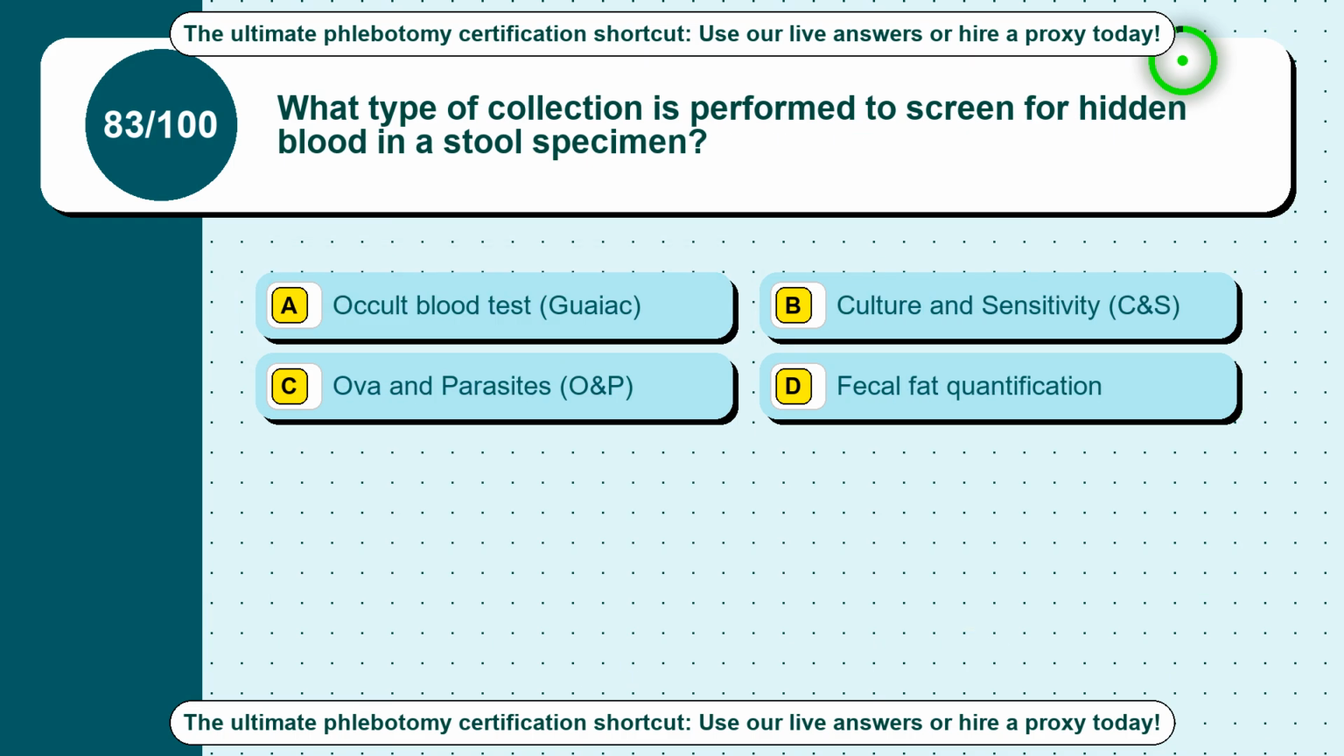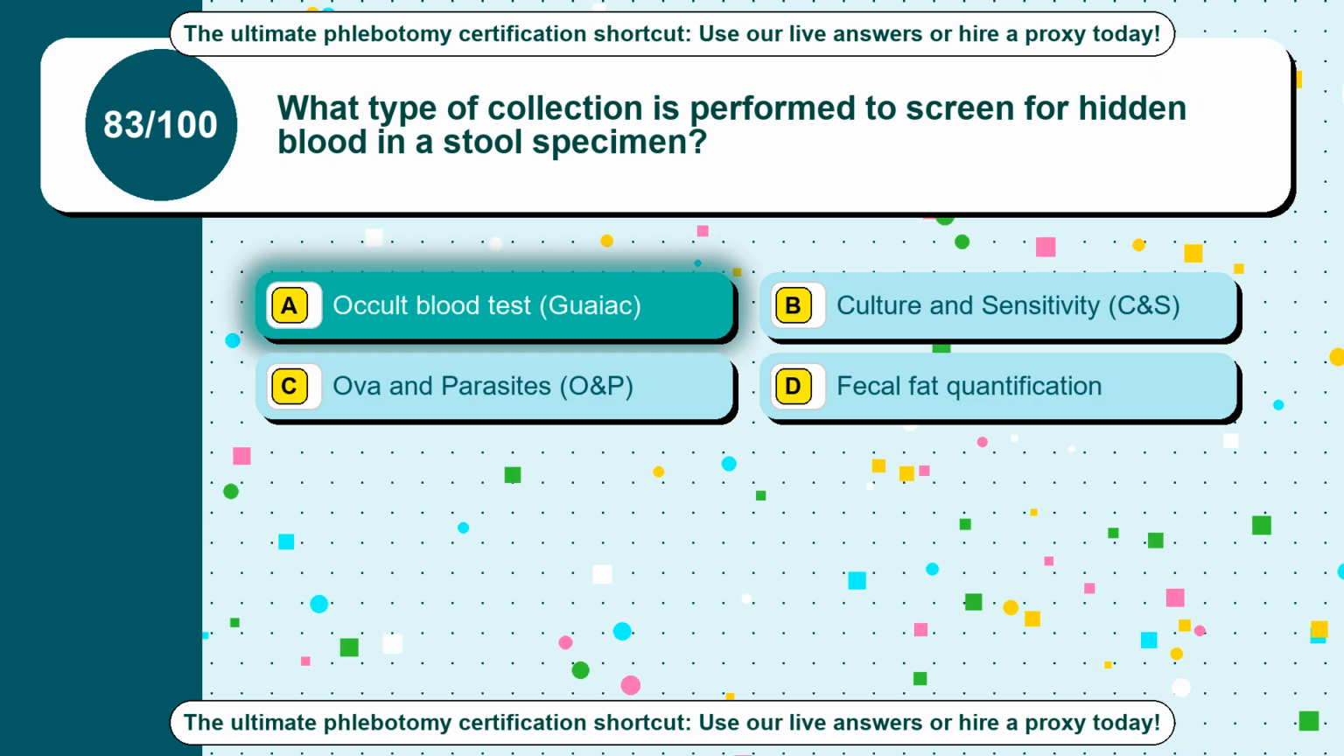Question 83. What type of collection is performed to screen for hidden blood in a stool specimen? Option A. Occult blood test, guaiac. Option B. Culture and sensitivity, C&S. Option C. Ova and parasites, O&P. Option D. Fecal fat quantification. The correct answer is option A.